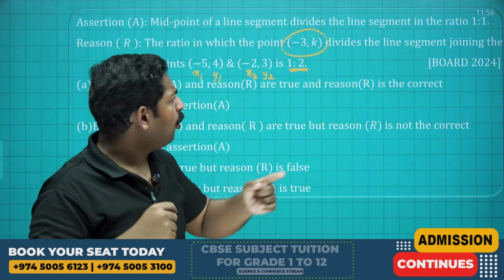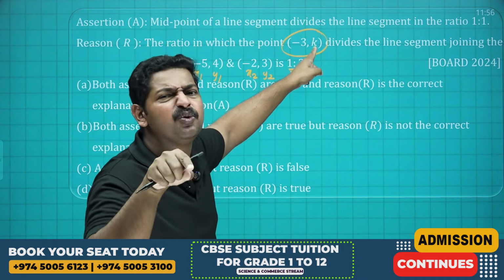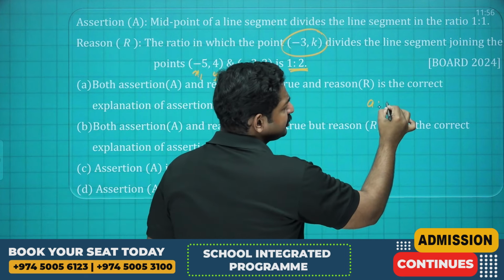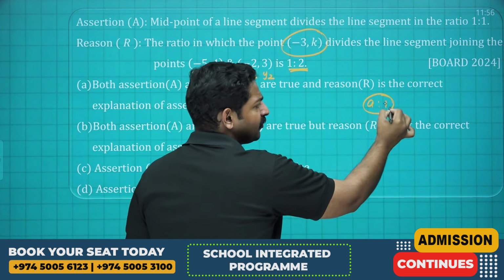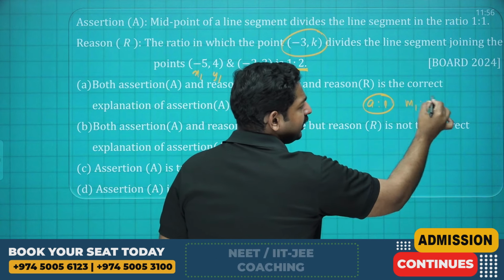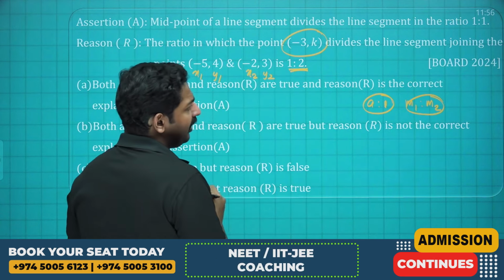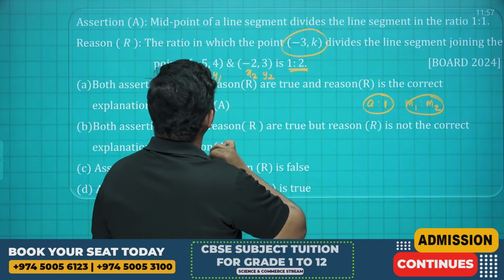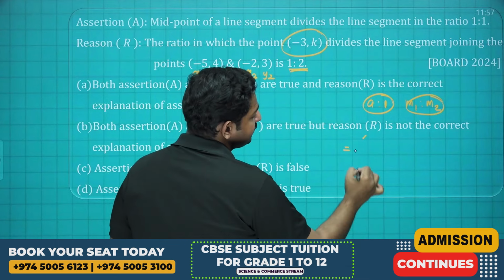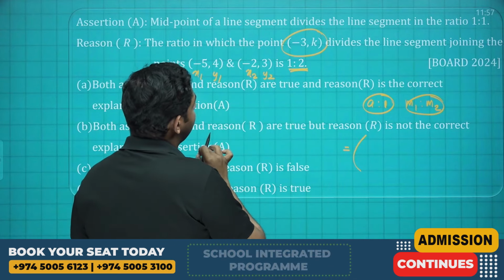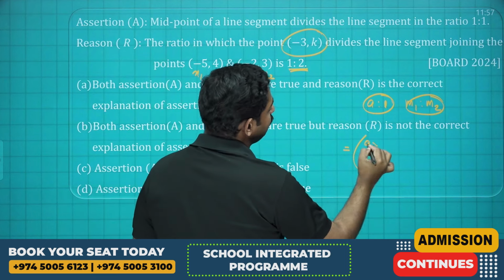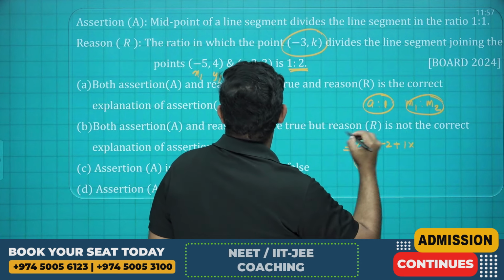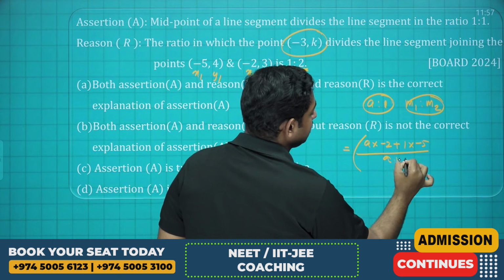But here the variable k is already used. If you use the variable k again, it will be confusing. So you can take the ratio as a:1. Let us take the ratio as a:1, instead of m1:m2. So if a:1 is the ratio, then we can use the formula. The point of division is equal to m1x2. m1 is a, so a into x2 is -2, plus m2x1, m2 is 1 into x1 is -5, by m1 plus m2, a plus 1.